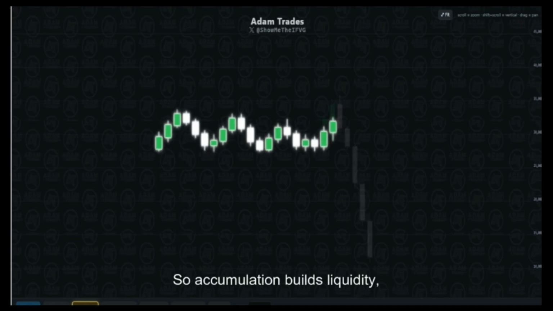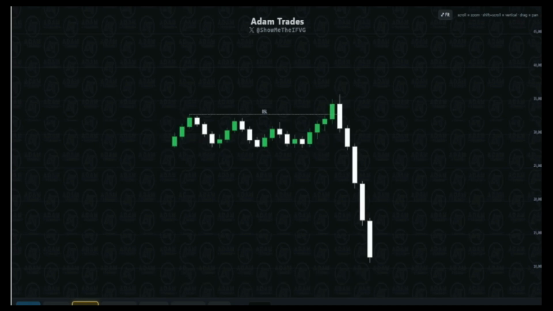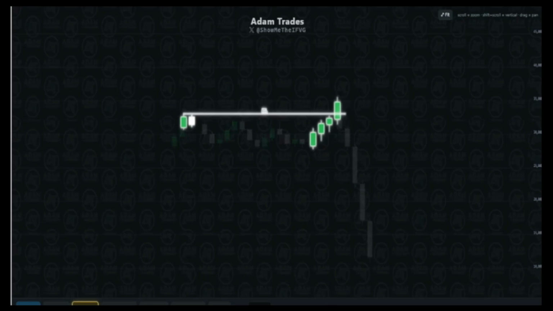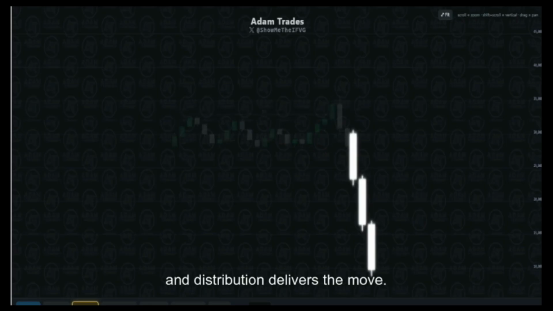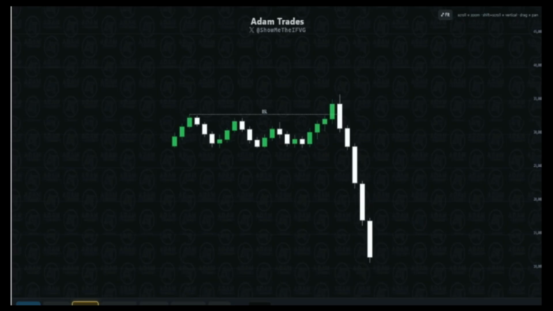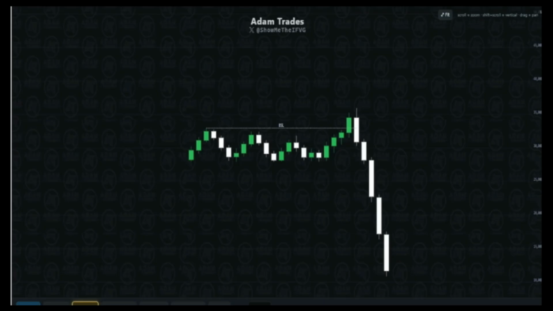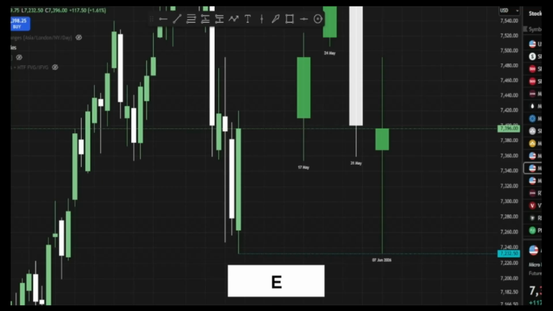So accumulation builds liquidity, manipulation takes it, and distribution delivers the move. Mark the range, wait for the sweep, trade the reversal or the continuation. That's the framework. Now let's get into some examples.